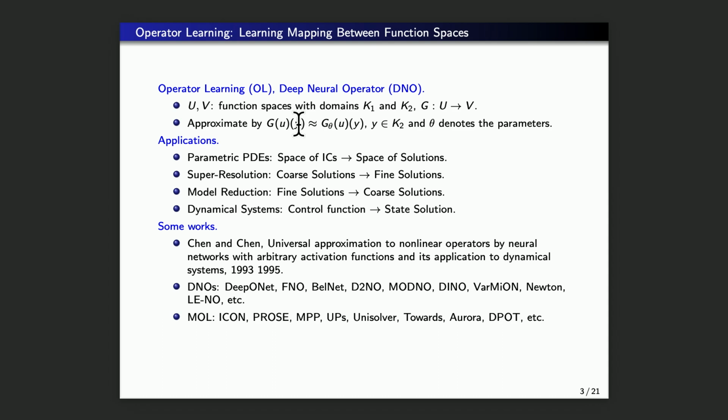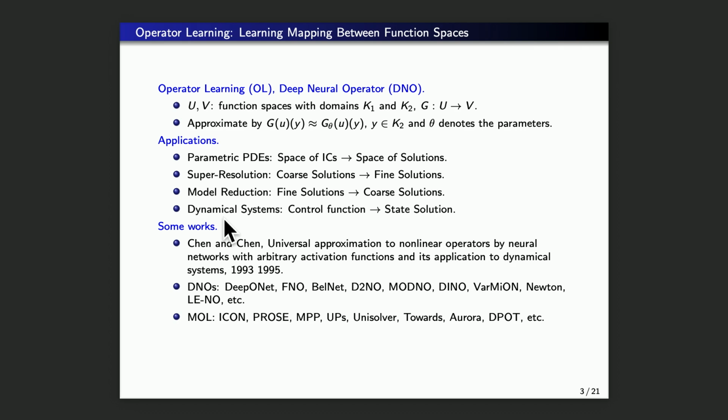Operator learning, similar to some other neural network work, was proposed maybe 30 or 40 years ago, but it didn't receive much attention after the initial release from Chen and Chen in 1993 and the 1995 paper. But it has already shown a lot of success in the past 5 or 6 years in many applications.